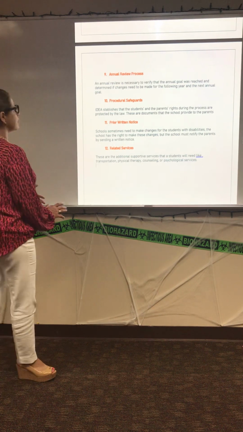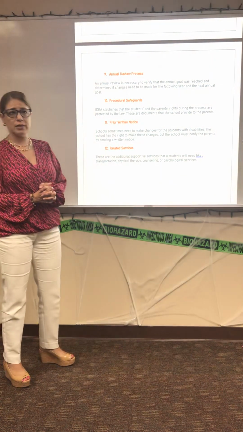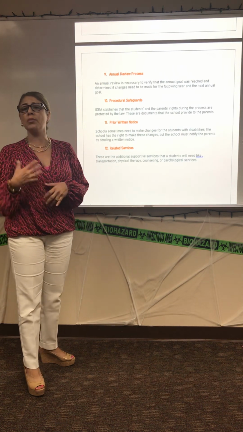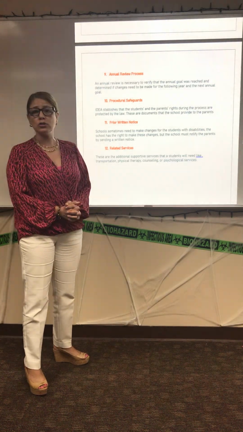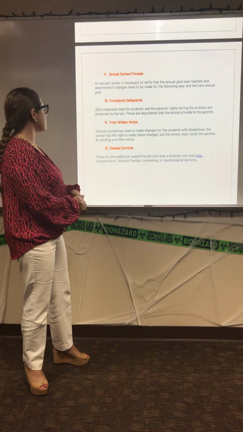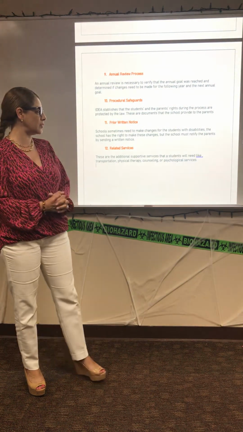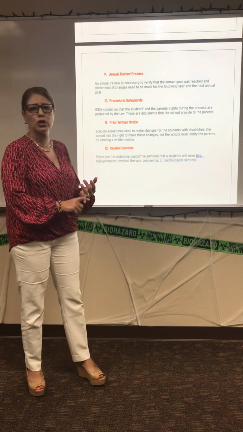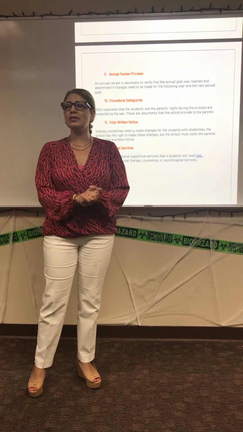Prior written notice. Schools sometimes need to make changes for the students with disabilities. Sometimes it is about the resources, whether they were able to get the resources, or whether they have the budget to get those resources. So if the school needs to make some changes, the school needs to notify the parents, and it has to be a written notice sent to the parents. Related services. These are the additional support services that students will need or might have, like transportation, physical therapy, counseling, or psychology services. And these are the 12 components.